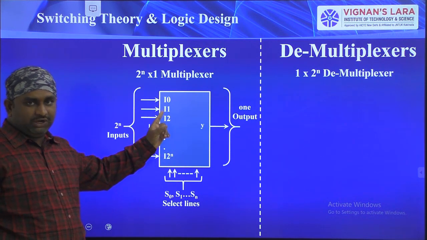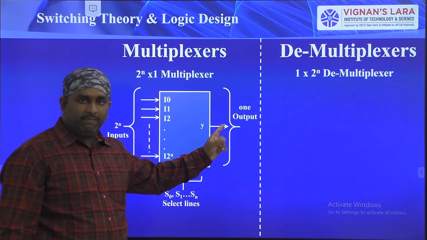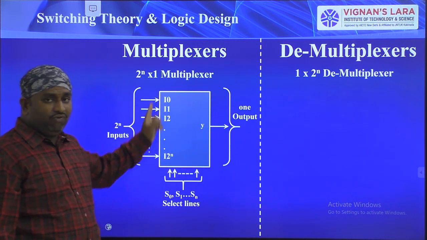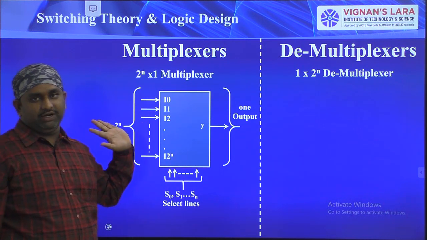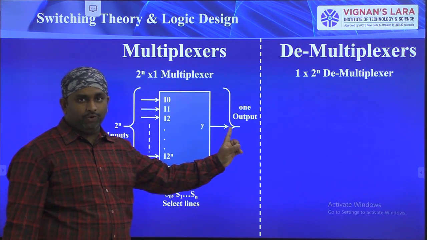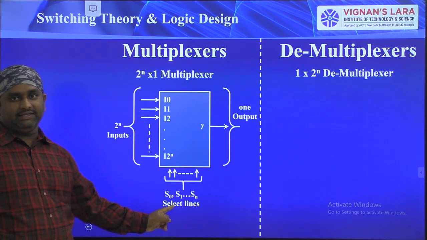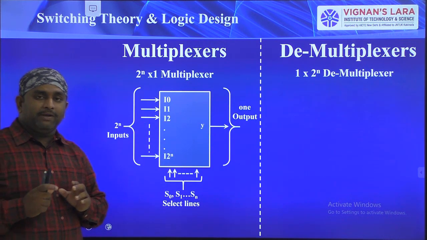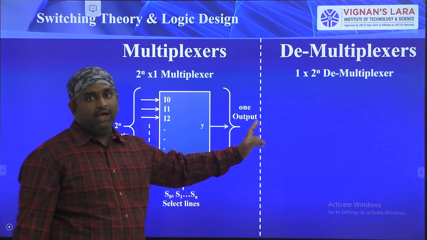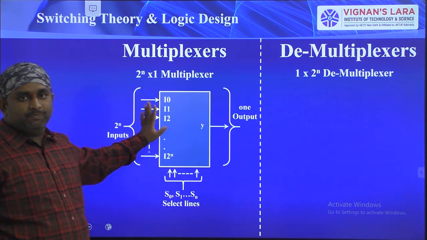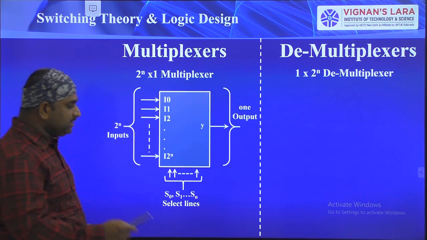Now I am defining the multiplexer like this. A multiplexer is a device. The output of the multiplexer is any one of the input signals, based on the selection lines. Based on the selection lines information, any one of the inputs goes to the output. You can say this multiplexer is a selection switch. You can use this multiplexer as a selection switch.